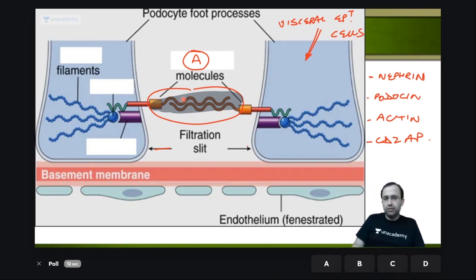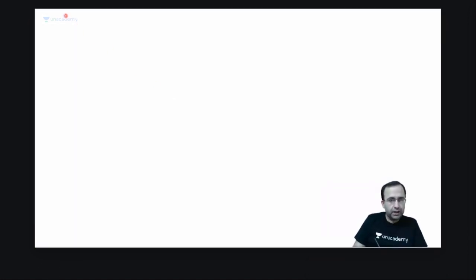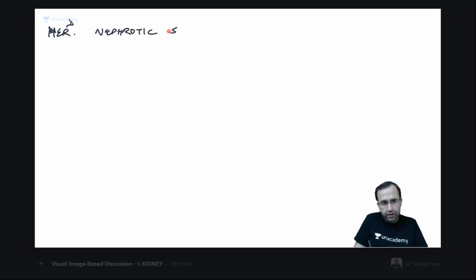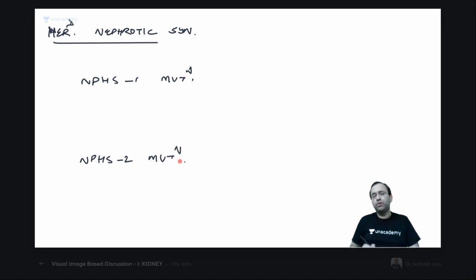Again, this is an important image. Let us have a look. Now, I always remember this as, firstly, let us have a look at congenital or hereditary nephrotic syndromes. First point, there are two main hereditary nephrotic syndromes: those associated with NPHS1 mutation versus those with NPHS2 mutations.